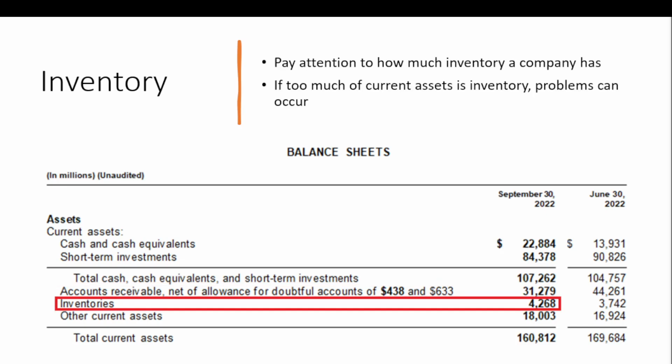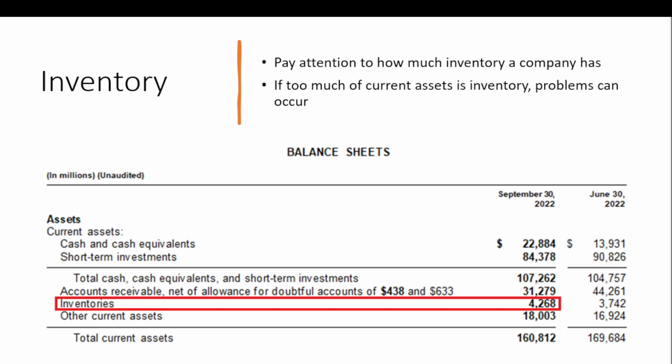Now let's talk about inventory. So inventory is very, very important. So pay attention to how much inventory a company has in relation to their current assets. So if we're looking right here, Microsoft, they have about $4 billion in inventory, but their total current assets is about 160 billion. So it's not a whole lot of inventory that they're carrying.